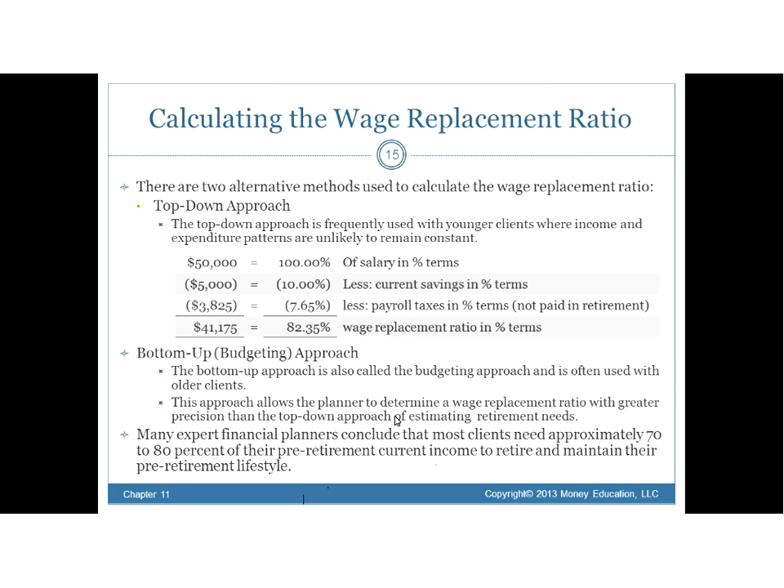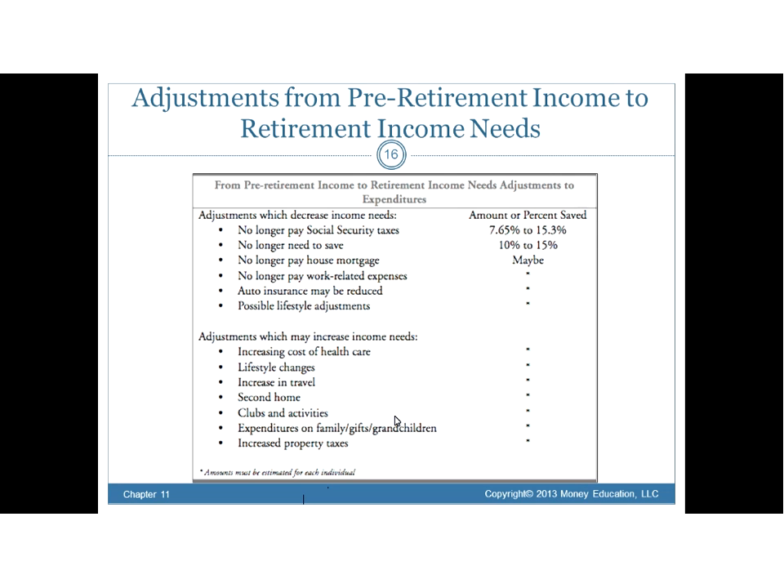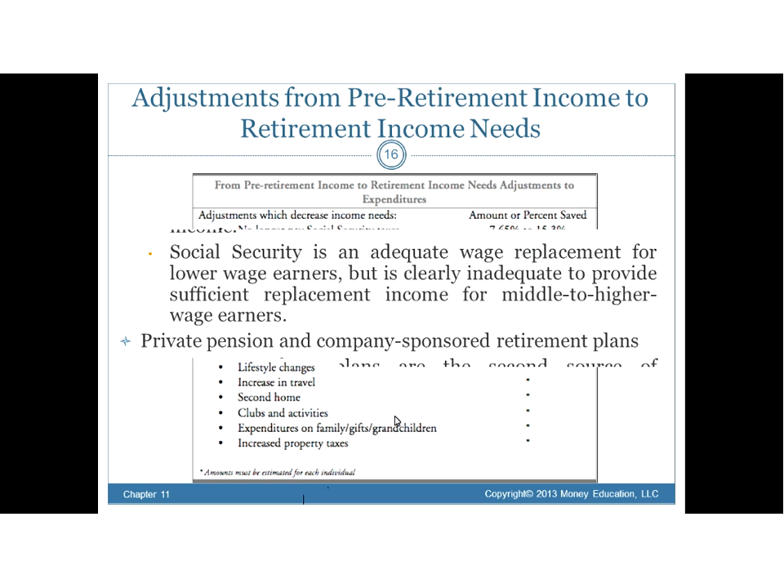The bottom-up approach is also called the budgeting approach, and I think that this is the one that makes sense. The budgeting approach focuses primarily on after-tax dollars, and we say, here's what you're spending now, here's what your cash flow is, and how are these things going to adjust. I think that the bottom-up approach is a much better approach. The wage replacement ratio is more of a rule of thumb type approach.